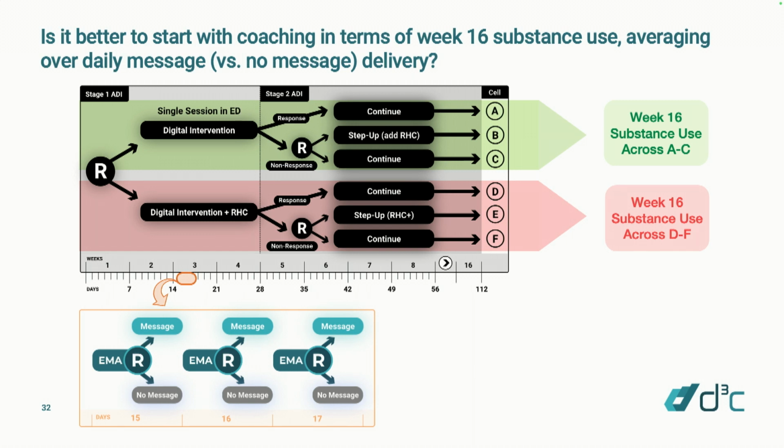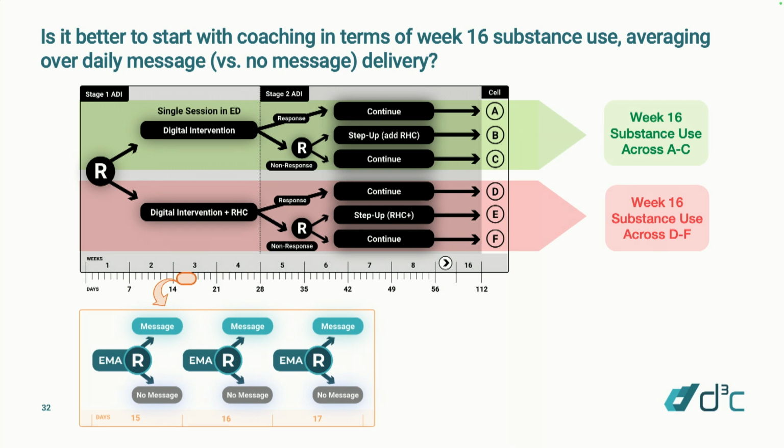In the same way that you answer this question when you only had the SMART. Again, you take the mean outcome across the 3 cells, mean outcome week 16 substance use, across the 3 cells in which participants did not start with coaching, compare it to the 3 cells in which they started with coaching. That's it. 2-arm comparison. Same type of analysis, but there's always a but. The interpretation of the effect will be different.